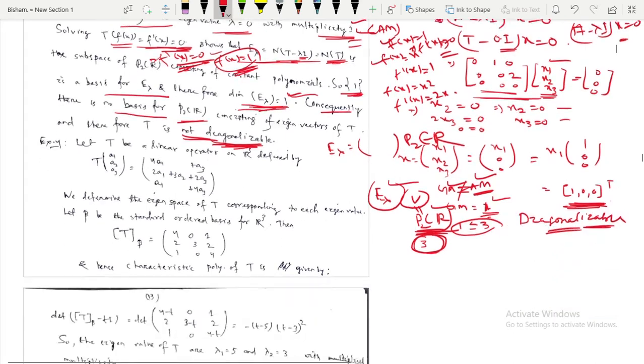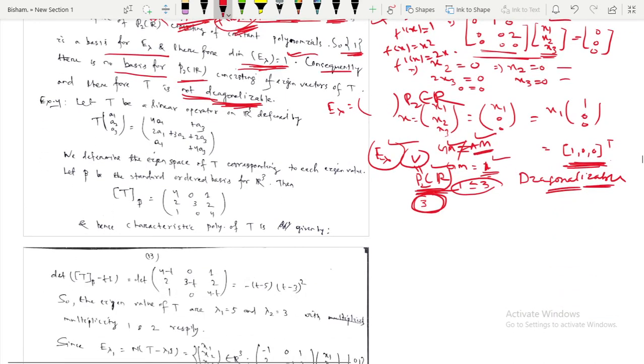So similarly, there is another problem. Let T be a linear operator on R3.